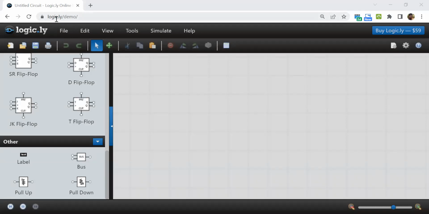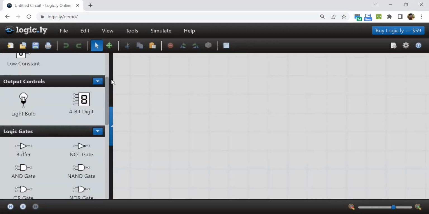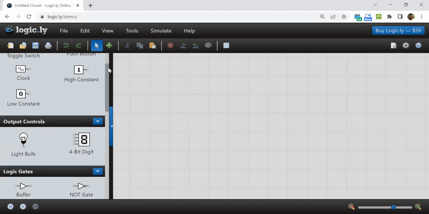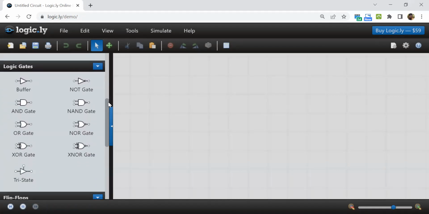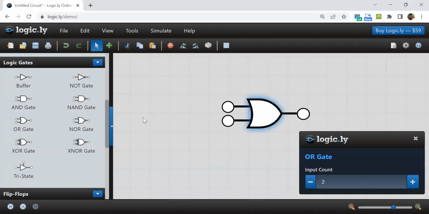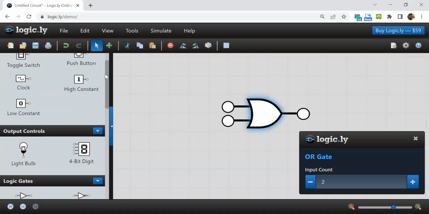So you can go to logic.ly demo. So using this one, you can form small circuits and see how they work, right? There are some switches, buttons, clocks, bulbs, right? And the logic gates. Since we are discussing logic gates, let me start with, first of all, OR gate. So you just drag it like this. We have OR gate, we have 2 inputs, right?